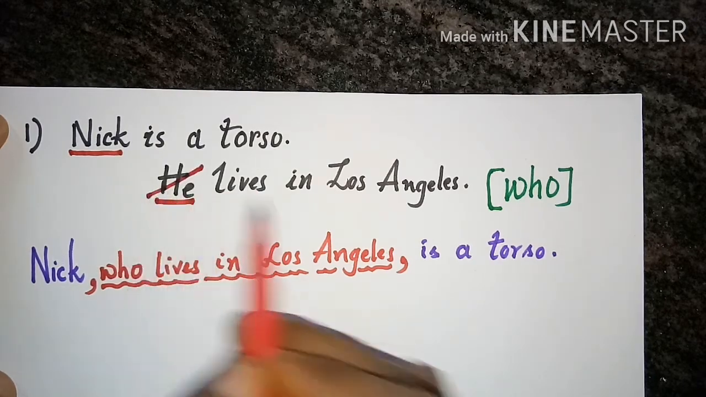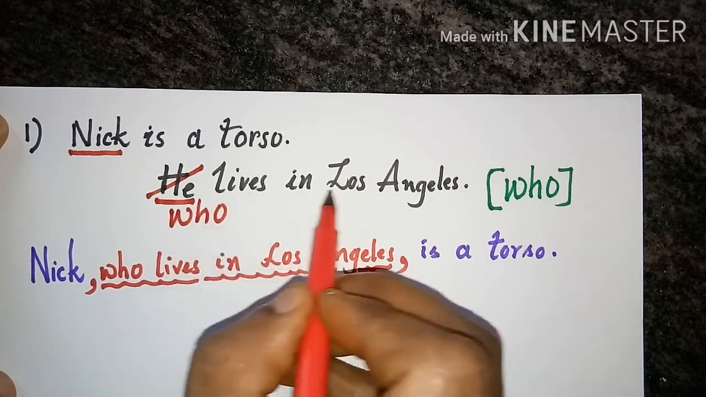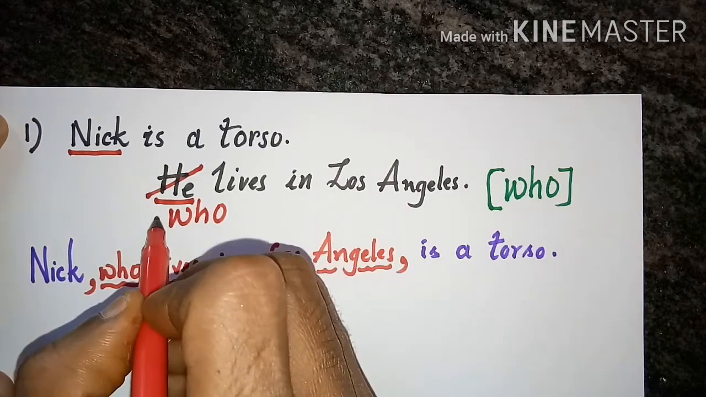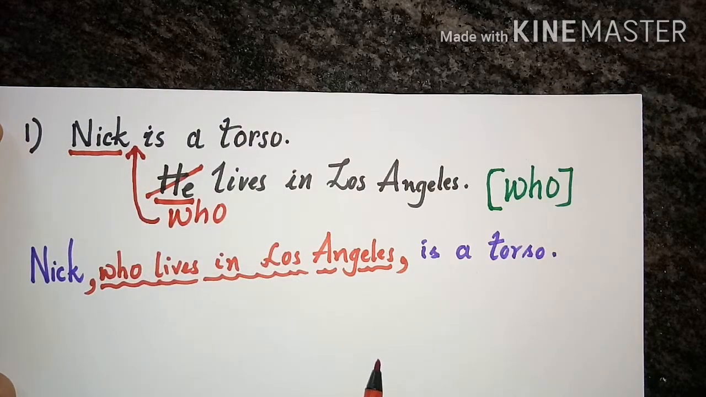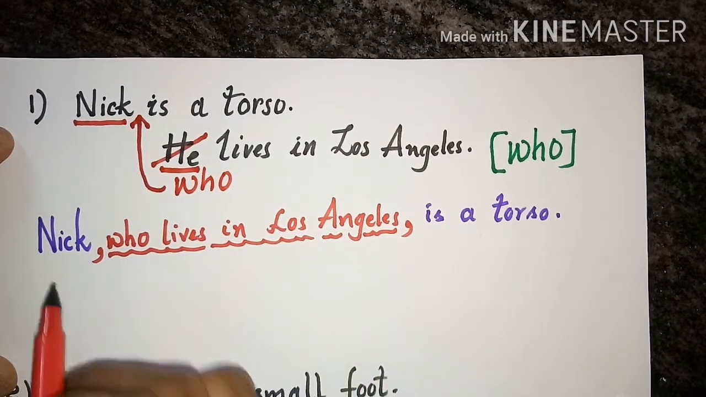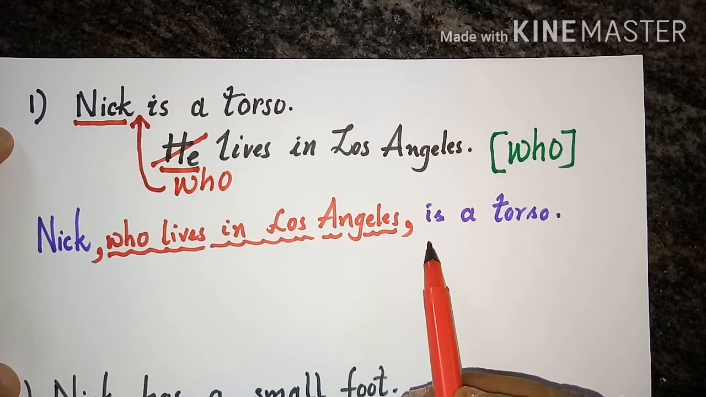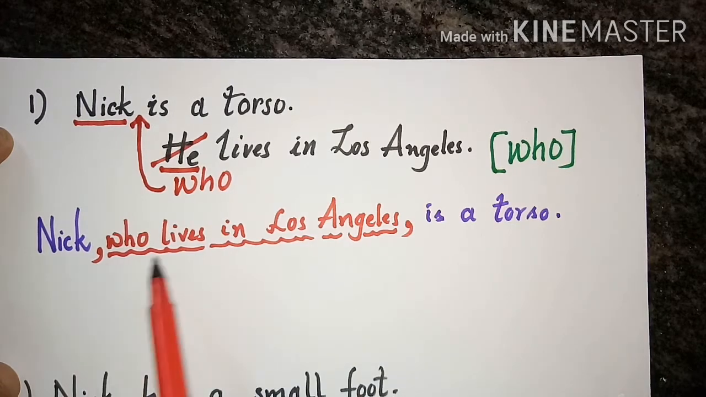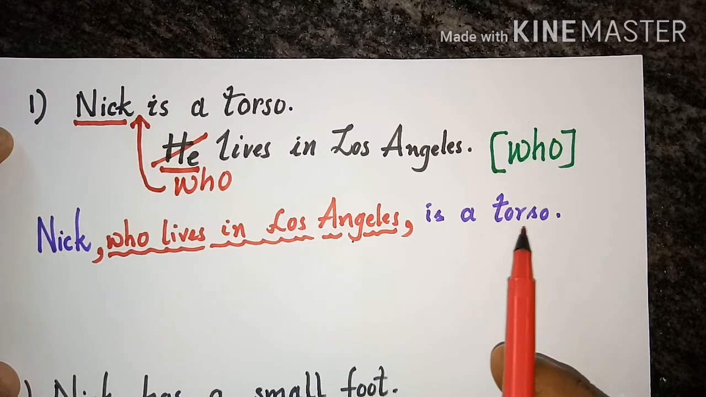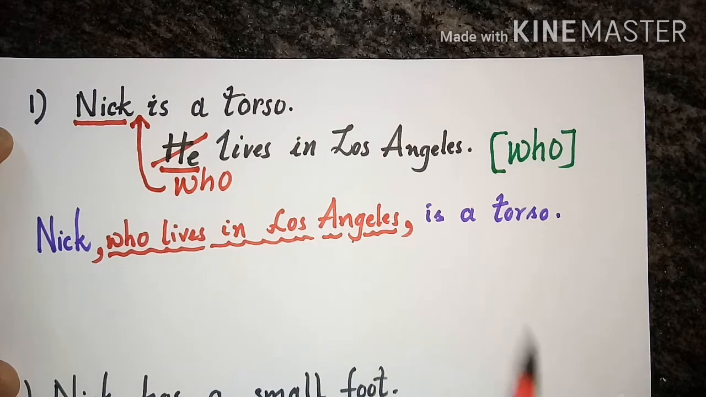Remove this subject here and place the relative pronoun who here, and this becomes the relative clause. Now write the relative clause in this place. Insert here as it is shown in the answer. Nick, who lives in Los Angeles. Again the predicate of the first sentence is also written here. Nick who lives in Los Angeles is a Tasso. Since this is a non-defining relative clause, I have included these two commas.